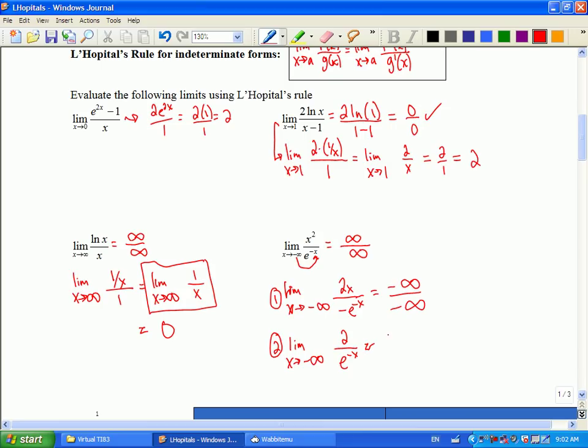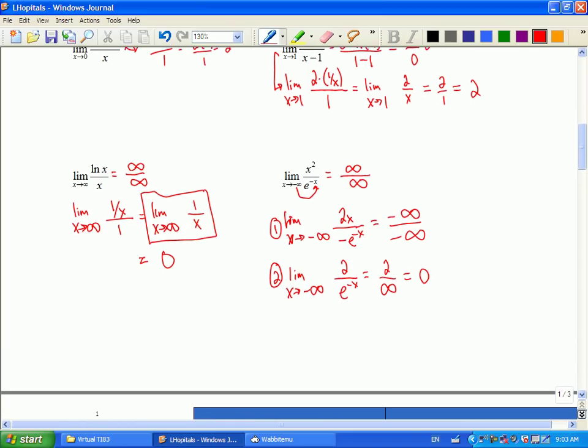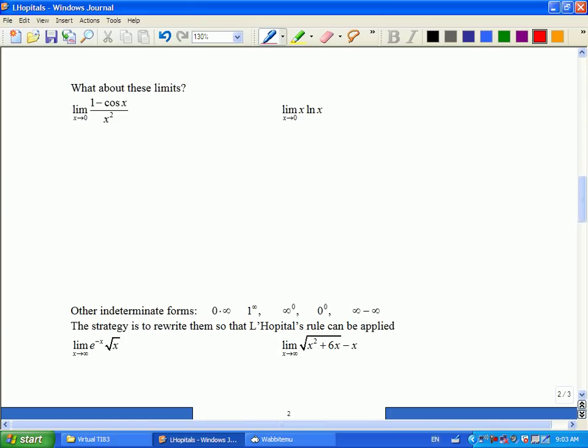So this will be 2 over an infinite amount, which is 0. So any constant loses to infinity, it becomes 0. So you should have some appreciation, I hope, for just how complicated those limits would be without L'Hopital's rule, and how simple L'Hopital's rule can make it. So let's say you have these kind of limits. What happens here if I have 1 minus cos x over x squared?